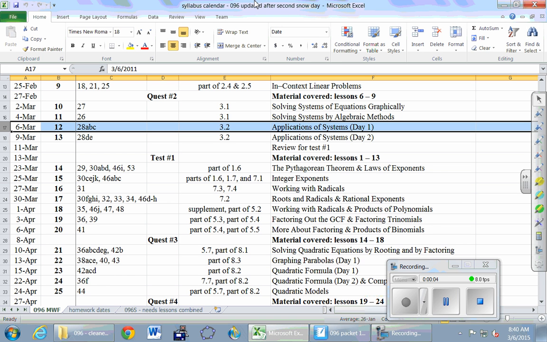Today, we're going to talk about applications of systems. You can see we have 2 consecutive days on applications of systems. So just a quick review. On Monday this week, we solved systems graphically. That meant graphing 2 lines and looking for what? The intersection point, right? That was our solution.